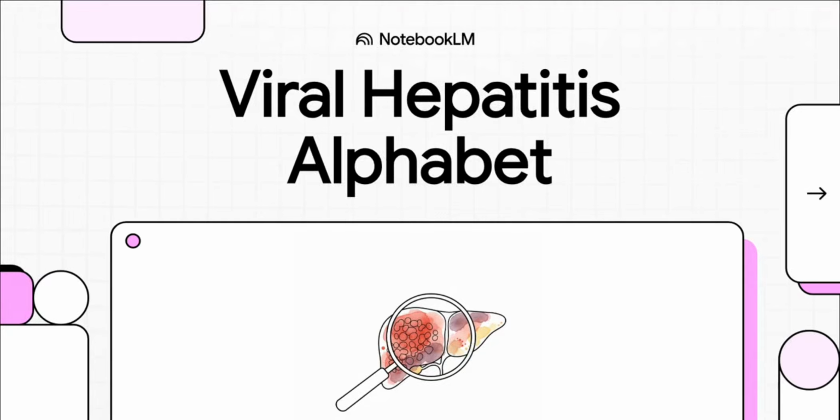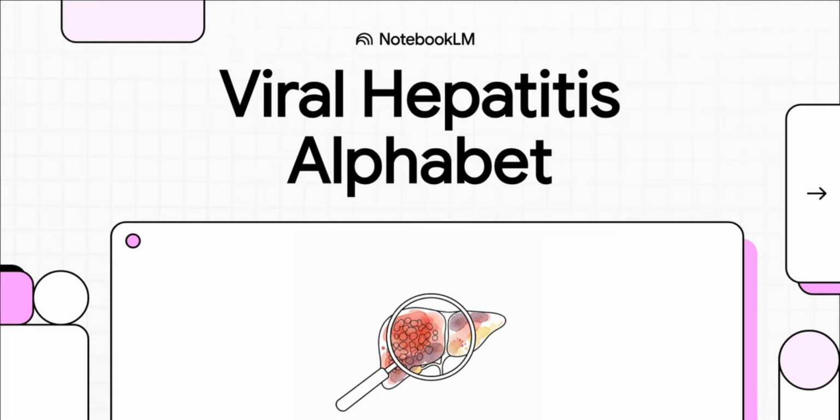Welcome to this explainer. Today we are officially putting on our medical detective hats to investigate a group of notorious viral culprits. We're talking about the alphabet soup of viral hepatitis, viruses A, B, C, D, and E. What's wild is that these 5 pathogens all target the exact same organ, but they operate in entirely different ways, with wildly different consequences for the patient.